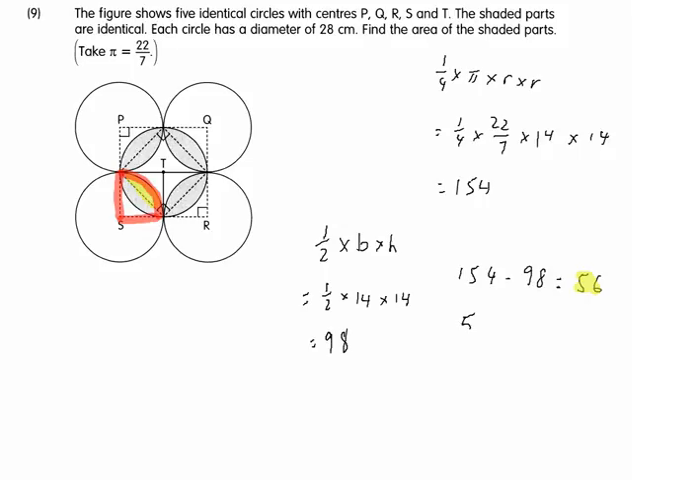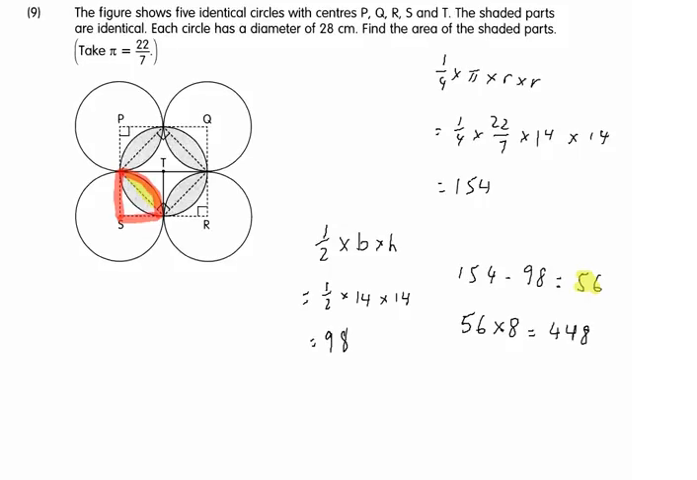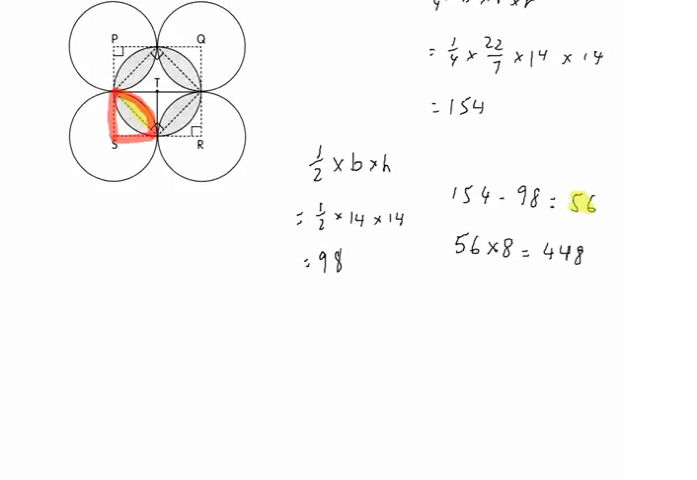So 56 times 8. What's the answer, Konji? 448. So this is the area. So Colin Chi, are you sure your answer is correct? 448 cm2. What does cm2 mean? Okay. Yes, beyond.